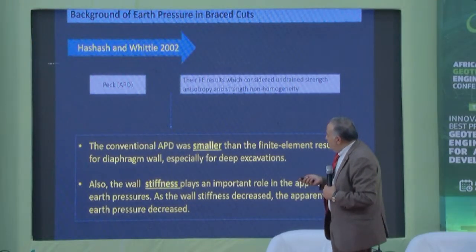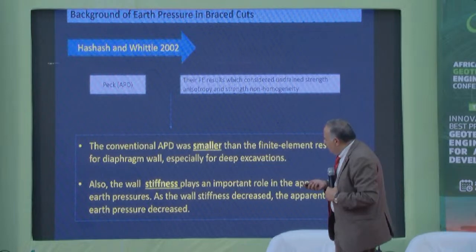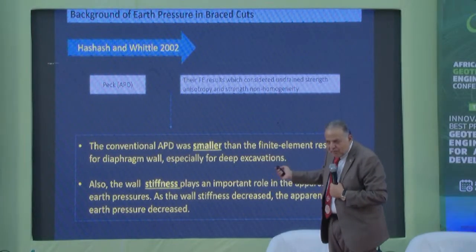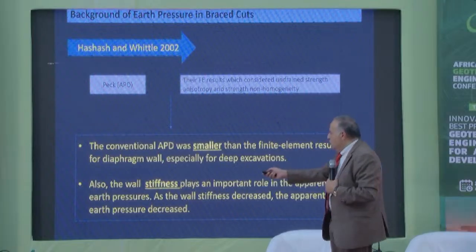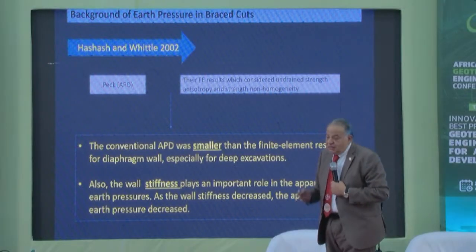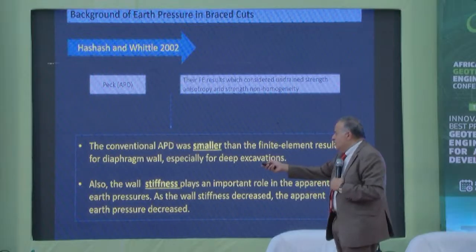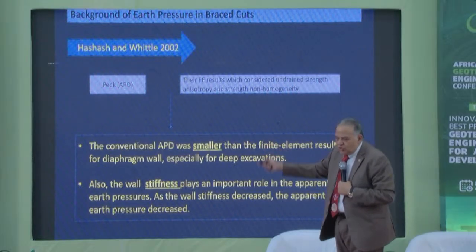Same with Hashash and Whittle, 2002. Basically, they have smaller values from Peck's chart, and also we have a stiffness. They have a very stiff wall, and they said that probably this difference is because of the stiffness of the wall.